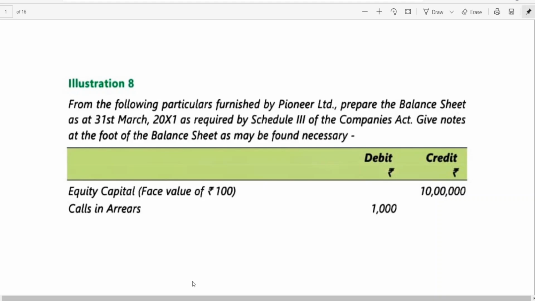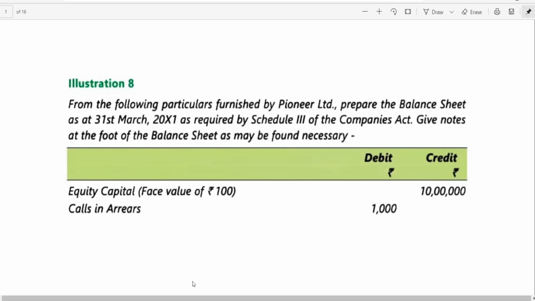So this Illustration 8 is about preparing a balance sheet by following Schedule 3. I have decided to start with a small problem so that you will be comfortable with the balance sheet. That means the information that is given is related to the balance sheet only. Then we can work out depending upon the problem. But today I have started with Illustration 8, that is about the balance sheet.